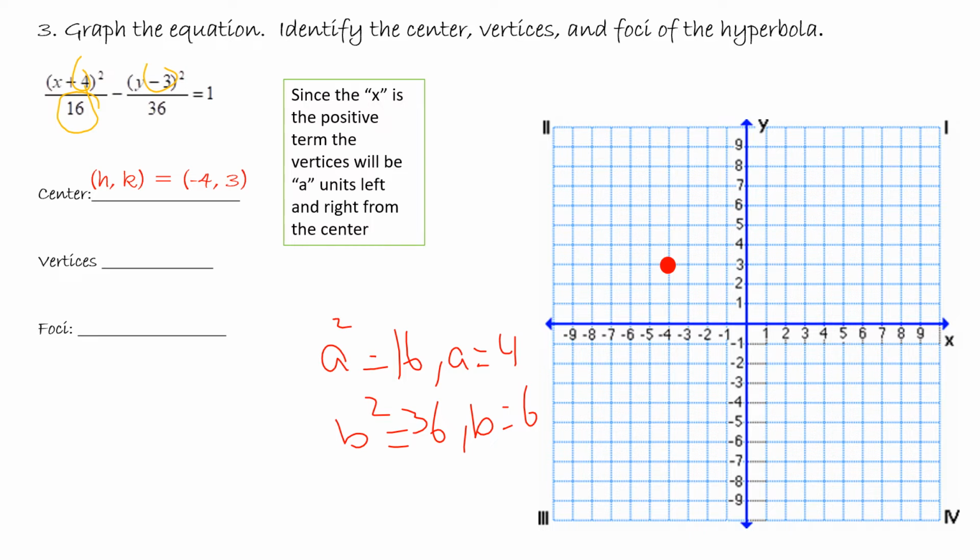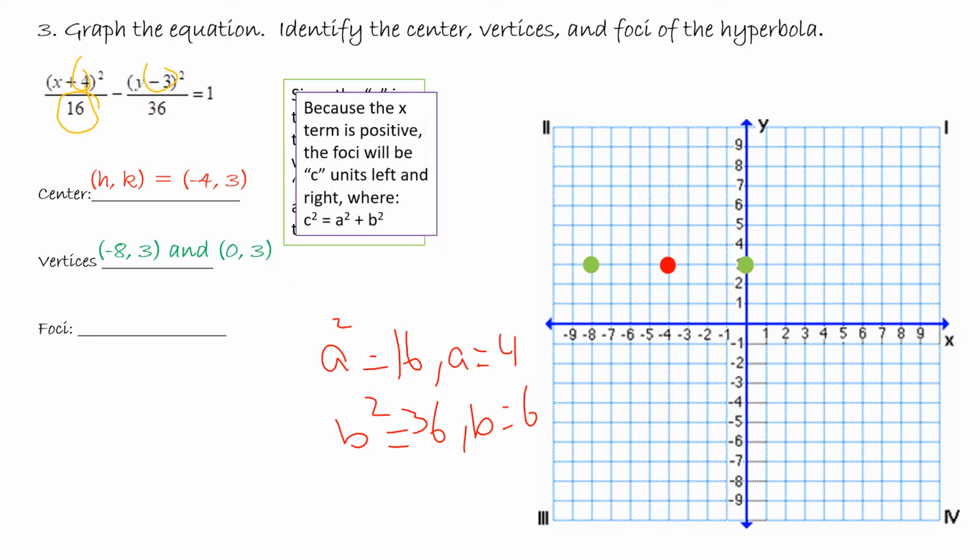So to find the vertices of the hyperbola, remember this is a horizontal hyperbola. The transverse axis is horizontal, so the hyperbola is going to open left and right. It has two branches. So from the center, I count 4 units to the left, 4 units to the right, and I put the coordinates for the vertices. Next, because the x term is positive and the hyperbola is horizontal, the foci are always on the transverse axis and they're inside the hyperbola.